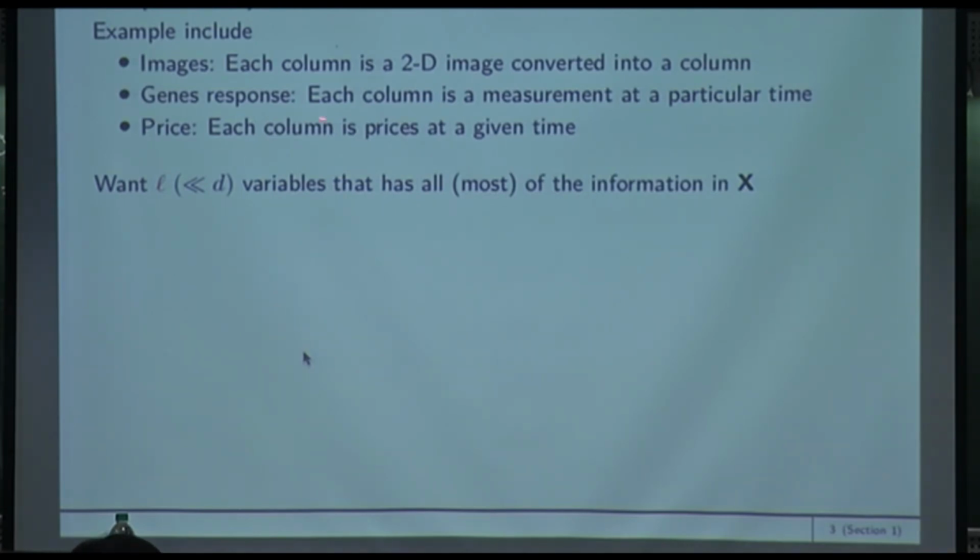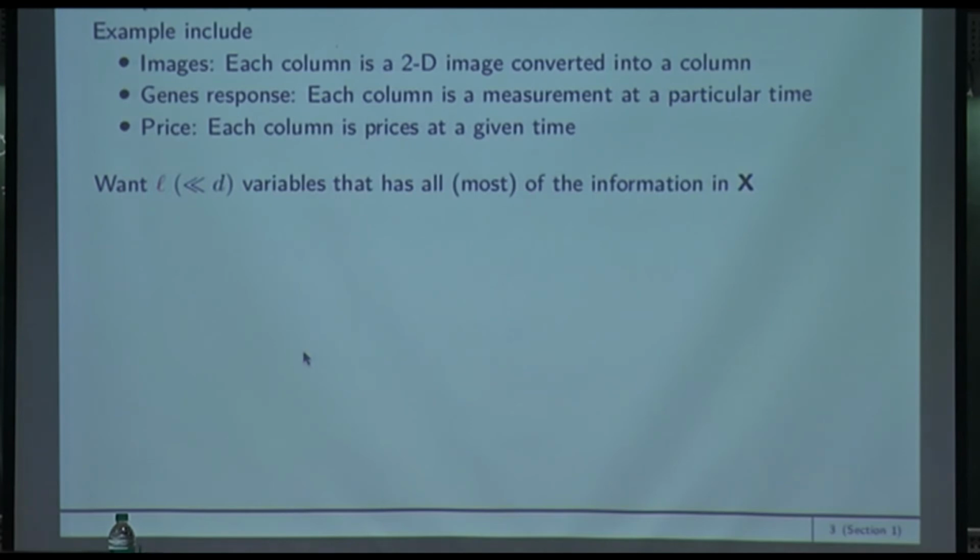It could be gene responses where each column is a measurement at a particular time. So D is the number of genes that I'm interested in, and each of the n is going to be observations of these genes at different points. These will be 0, 1 vectors, for example. It could be prices where each column is a price at a given time. And the whole story here is that we want to find L variables, combinations of the D variables, in such a way that they contain most of the information of X. And that's what this principal component story is going to be.